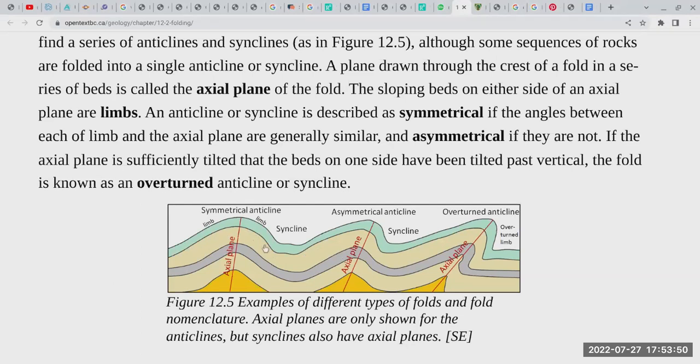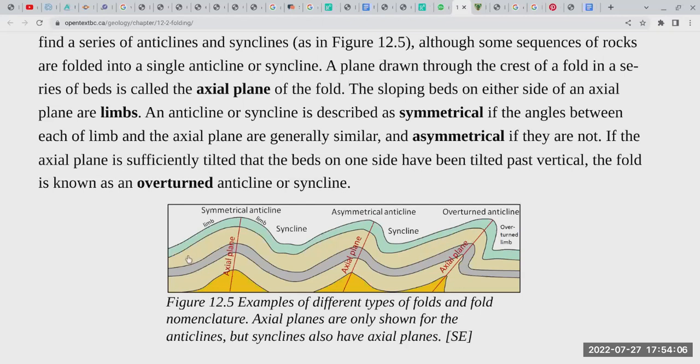Anticline? Why anti? But it's an anticline. Once it folds upwards, it's an anticline. But sorry, it can have a different word in front of it: symmetrical, asymmetrical, overturned. We're not concerned with that right now.